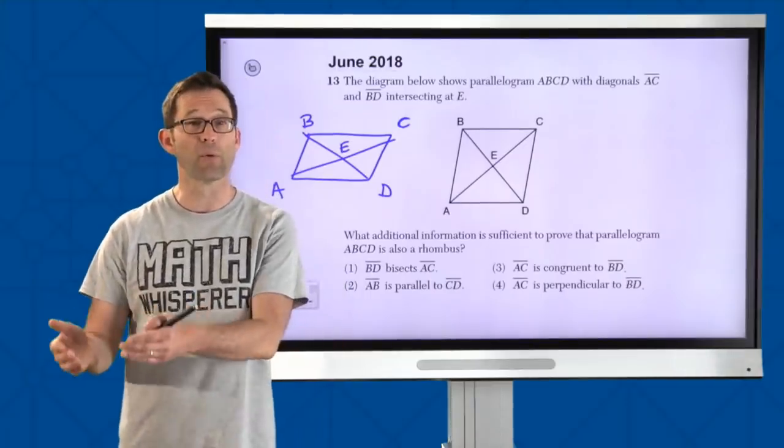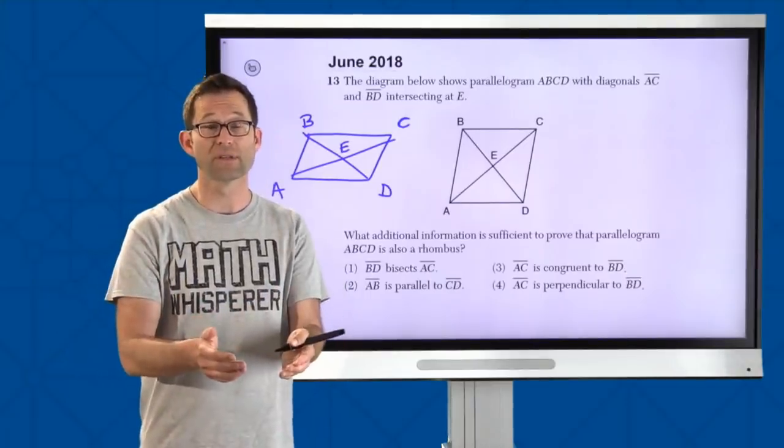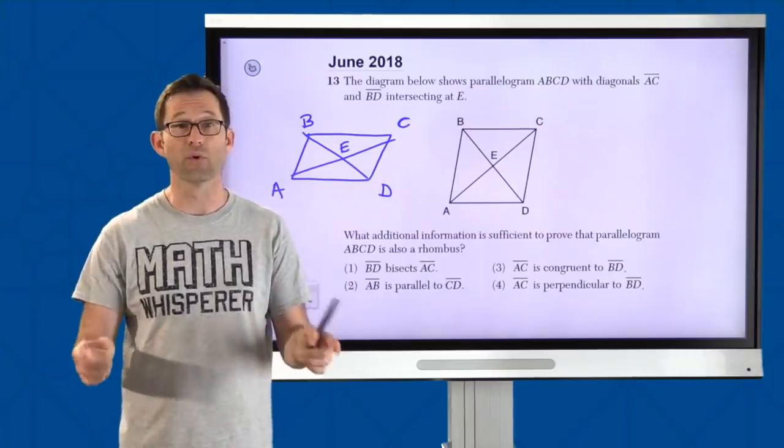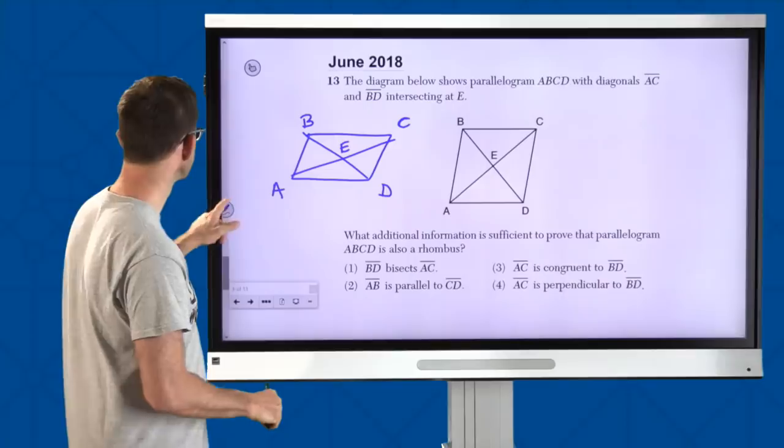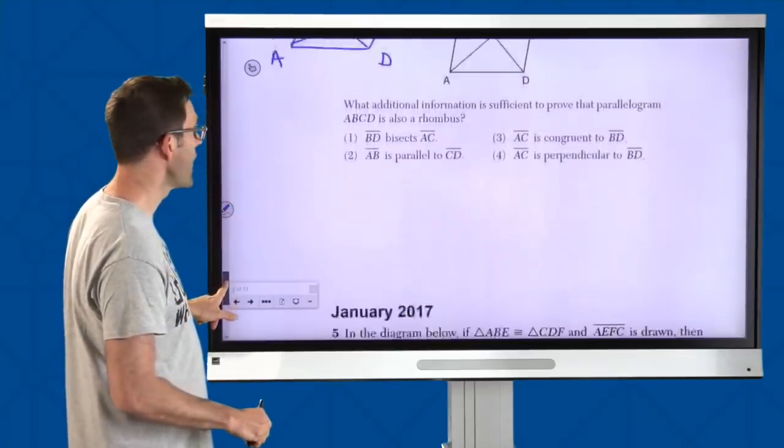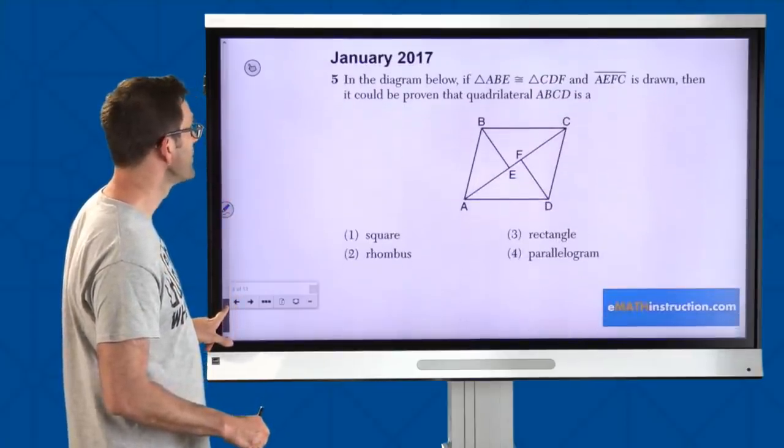If the diagonals are perpendicular, we get rhombuses. If both of them are true, we get squares. Kind of like me. I have perpendicular diagonals and equal length diagonals.